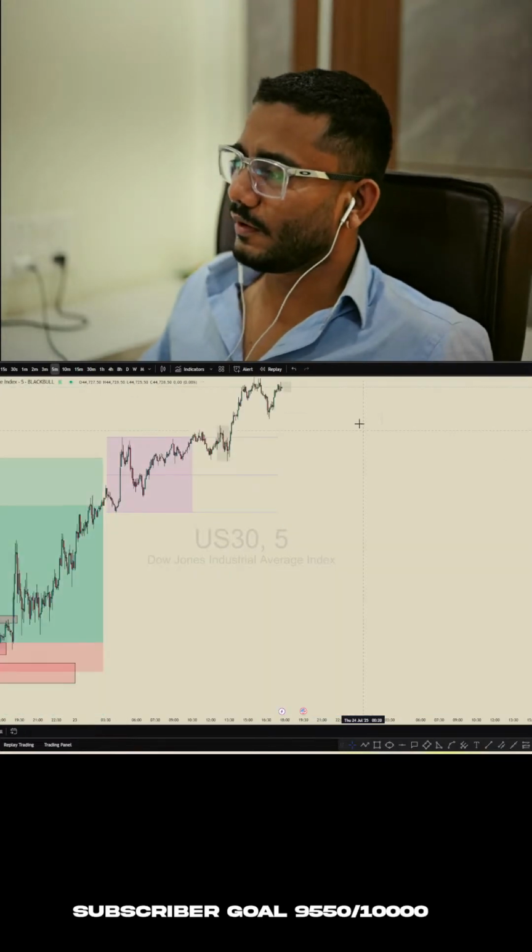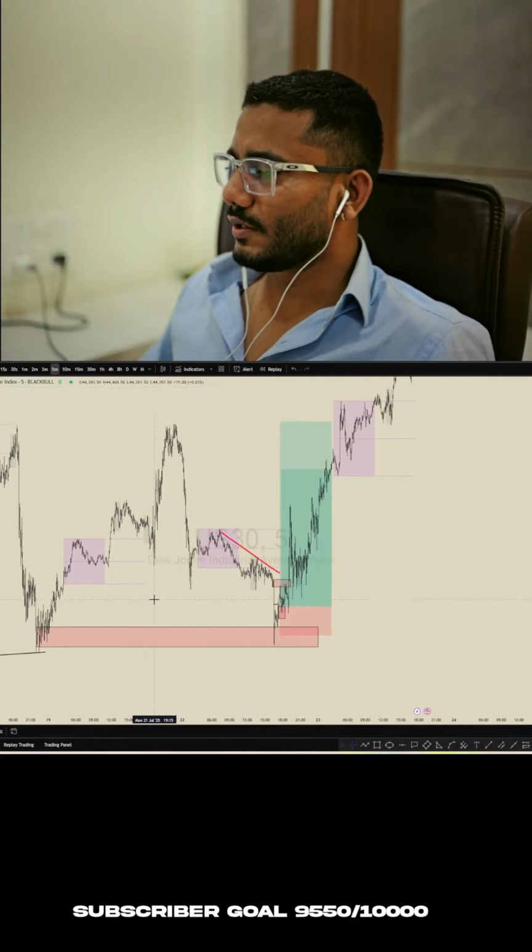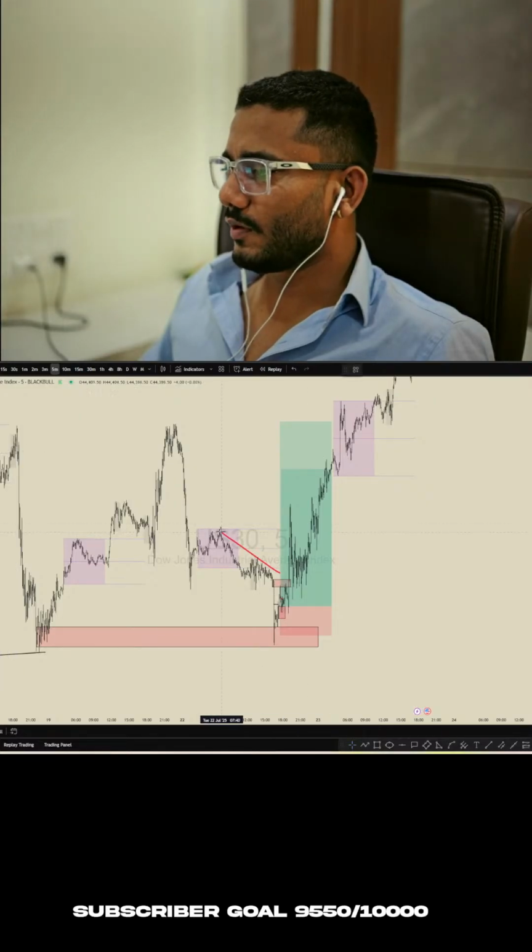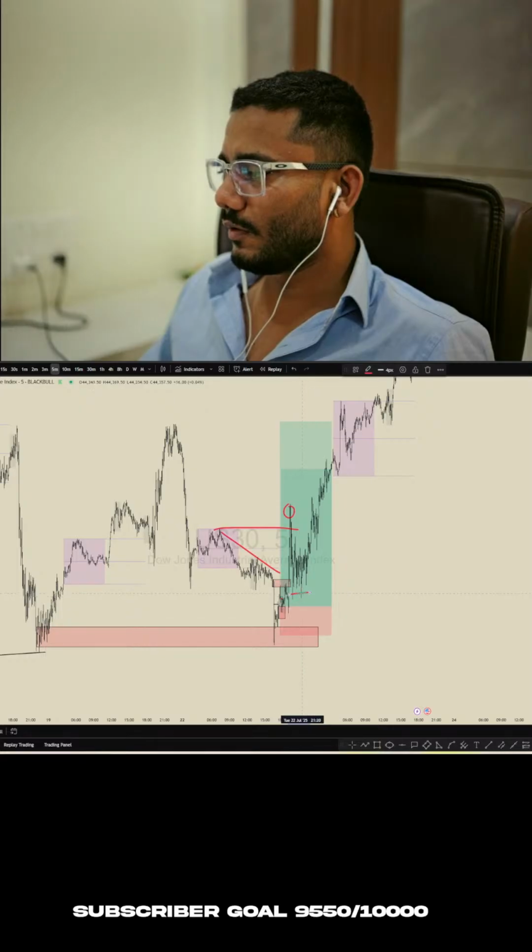Yesterday, I gave this signal on US 30. The first take profit was this entry, which was the first take profit. Again, the second was here. Then again, price went to the upside.